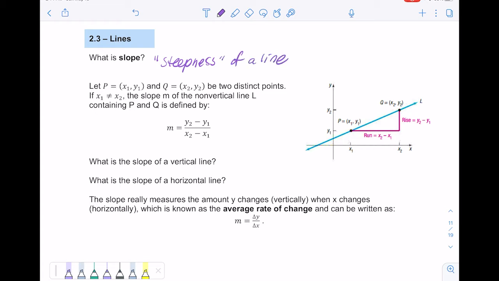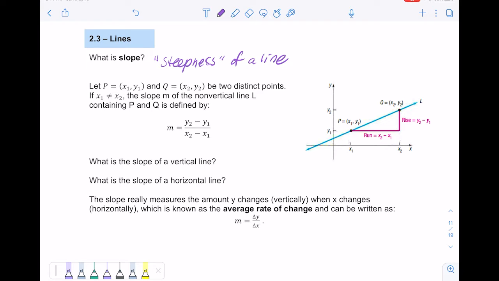So think about in life, you've got mountains, hills, things that have slopes. We would look at the steepness of those slopes. And on a line, the slope remains constant, so it doesn't change.